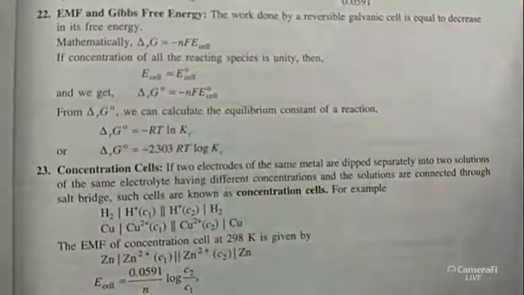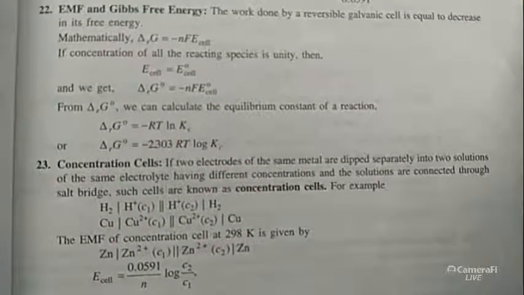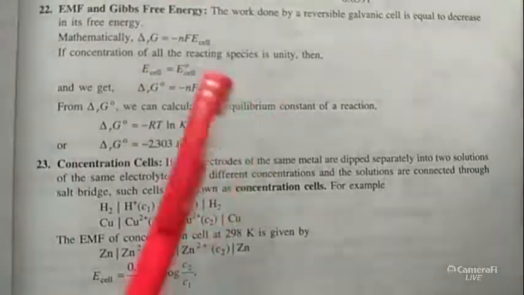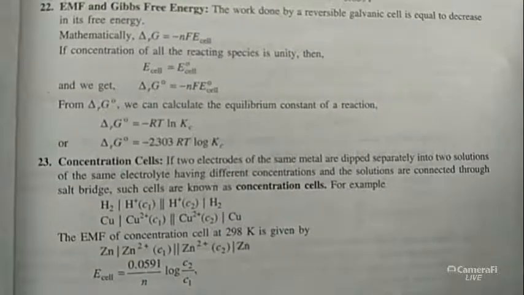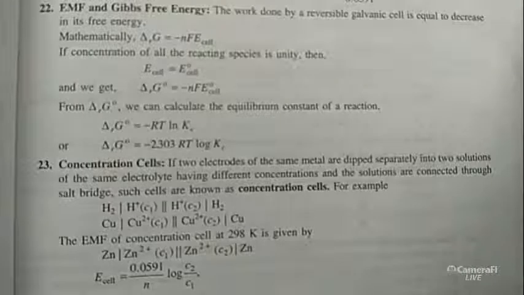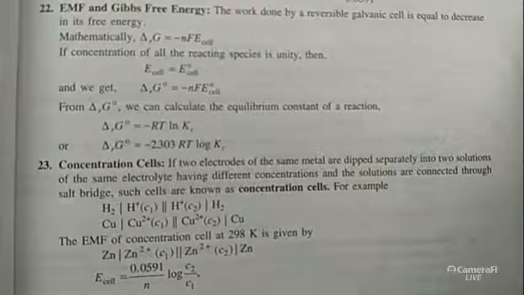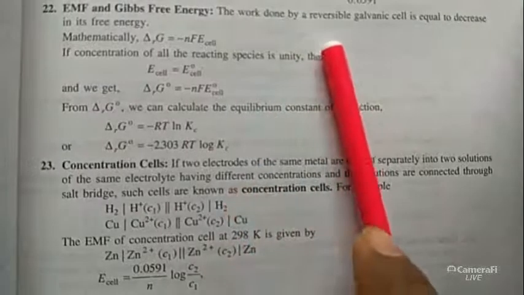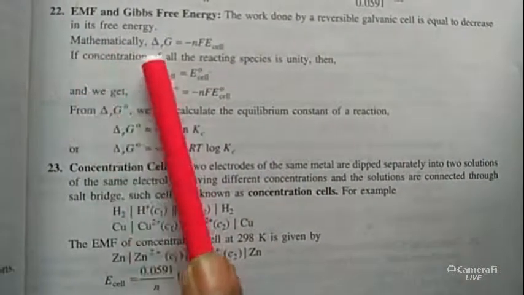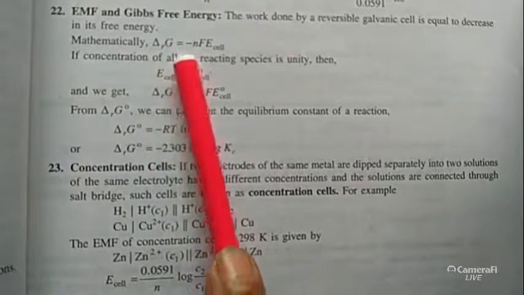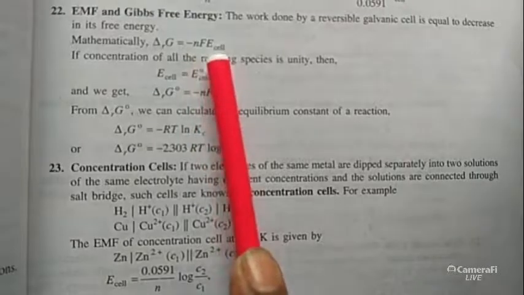See here, the work done by a reversible galvanic cell is equal to the decrease in its free energy. So I can say that the work done by a reversible galvanic cell is equal to the decrease in its free energy. Mathematically, it is represented as delta rG equals negative nFE cell.